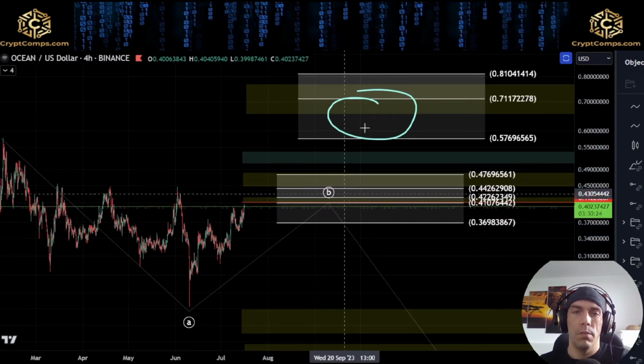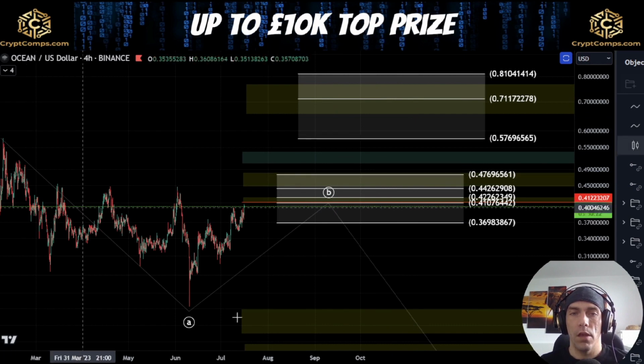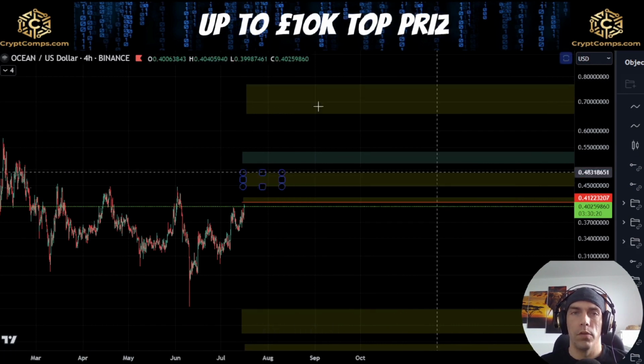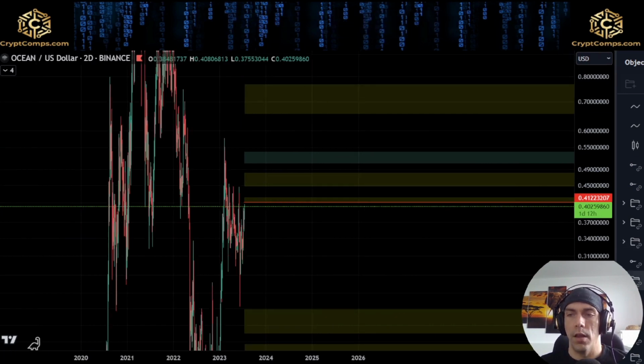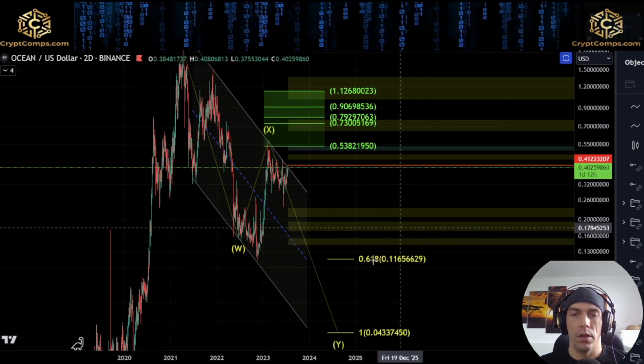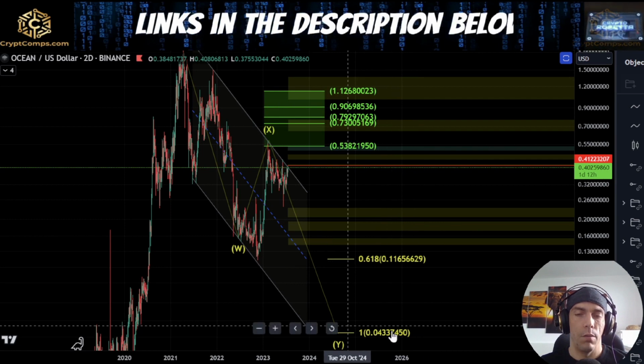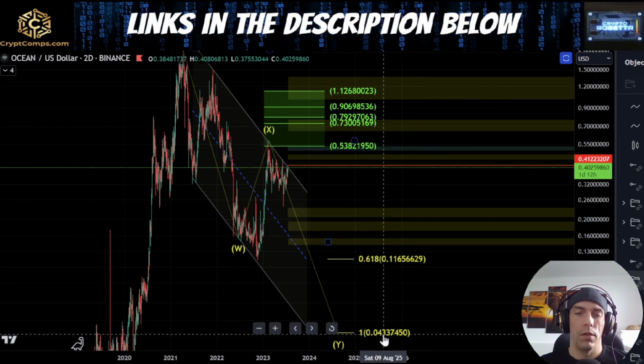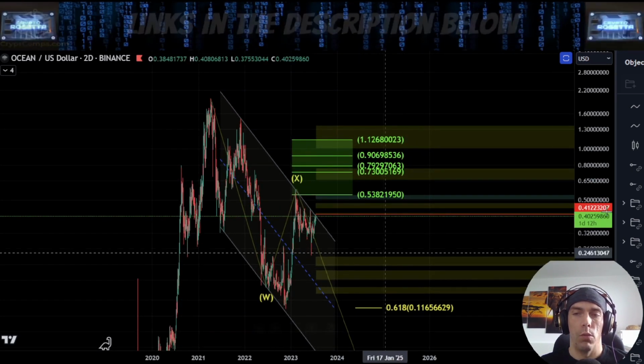So this would then make us be looking for a flat in this area, and this is all looking for that possibility that if I come out here onto the daily, that we are looking for this Y wave looking to play out to the downside, targets being 11.65 as a minimum, and this 4.33 as a 1-to-1 target.